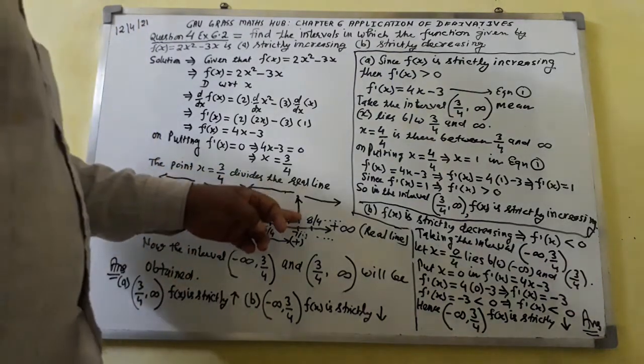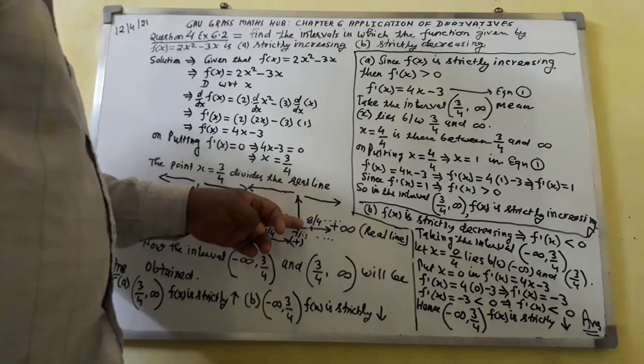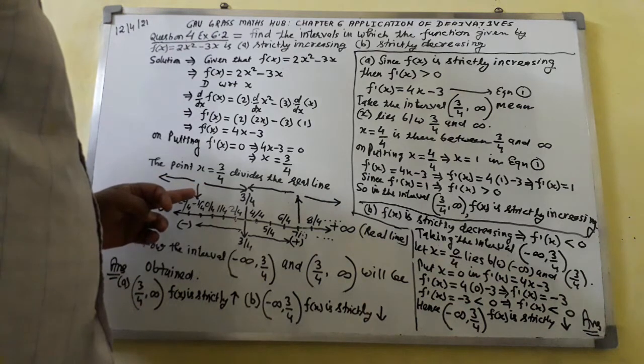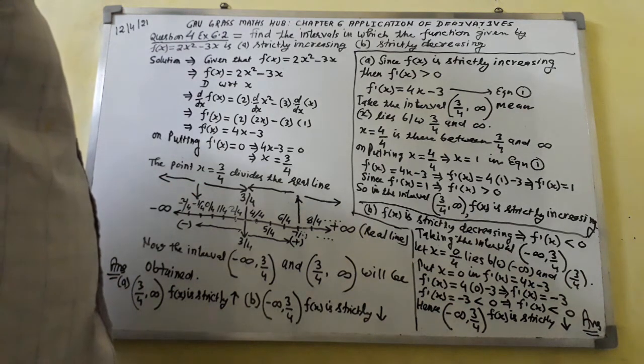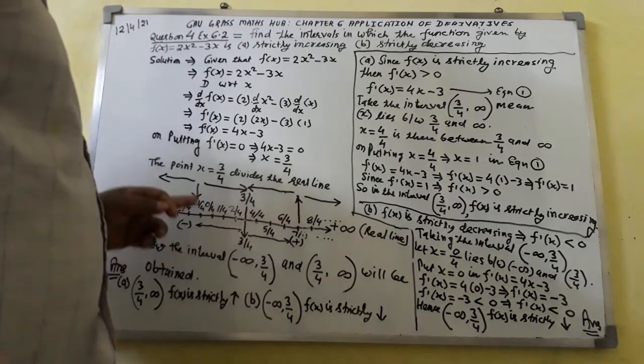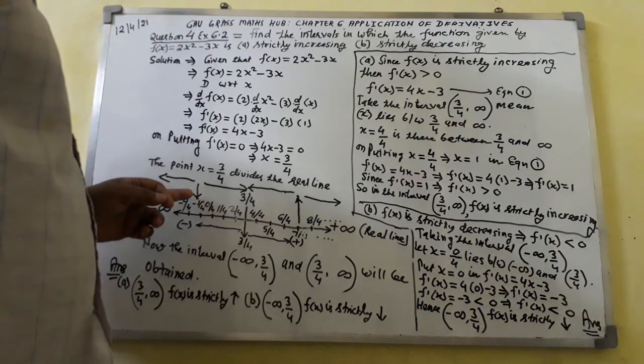This is the simple symbol of strictly increasing. This is the symbol of strictly decreasing. This is the symbol of strictly increasing. This is the symbol of strictly decreasing.